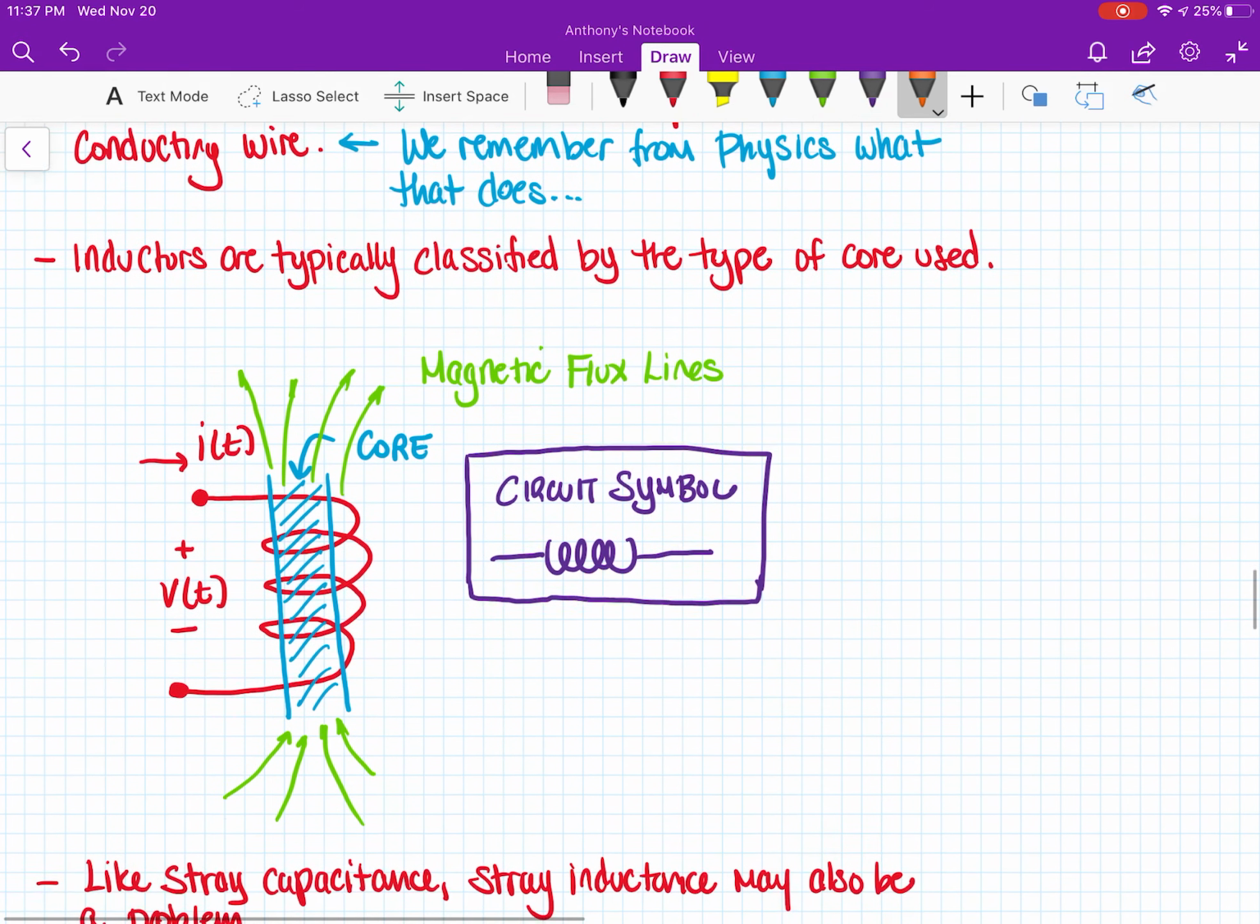And so this picture here shows what happens. We have current flowing through this coiled wire. It's wrapped around some sort of a core. That could be a magnetic, ferromagnetic core, or it could just be air. Essentially the flowing current will generate a magnetic field. The magnetic flux lines are shown here in green. And the power is converted to the form of a magnetic field.